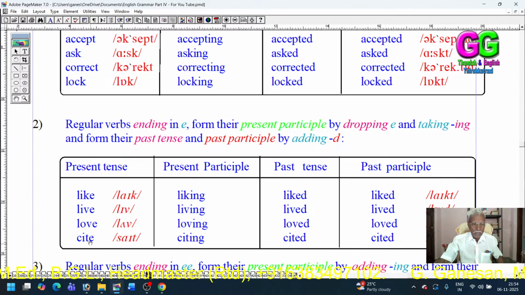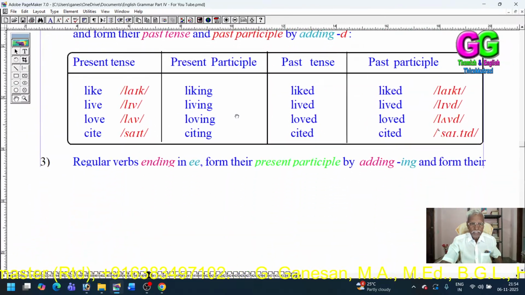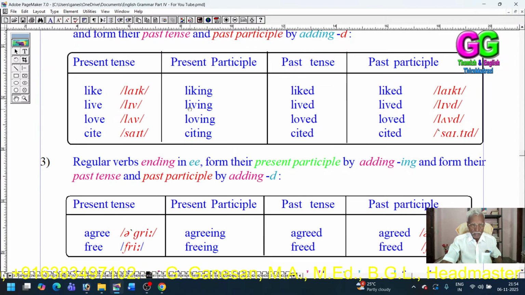Like, live, love, sight. These four regular verbs end in E. They drop their E and take ing to form their present participle, and simply take D to form their past tense and past participle. Like, liking, liked, liked. Live, living, lived, lived. Love, loving, loved, loved. Sight, sighting, sighted, sighted.